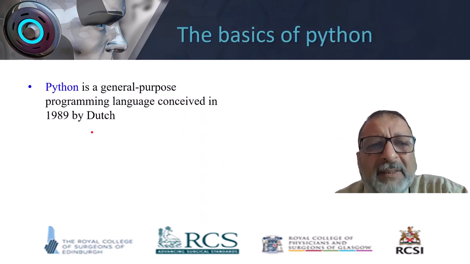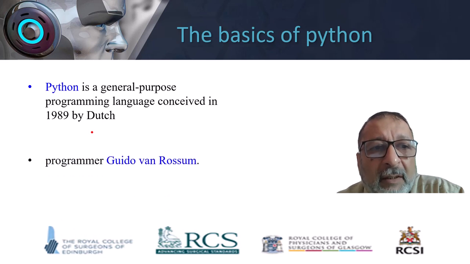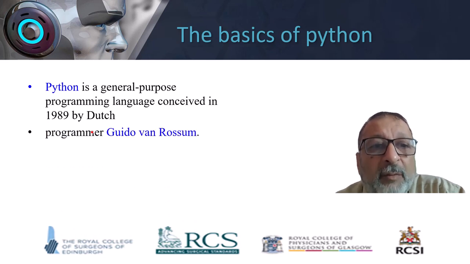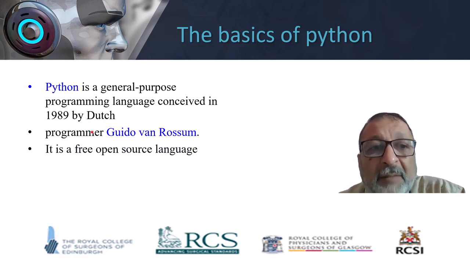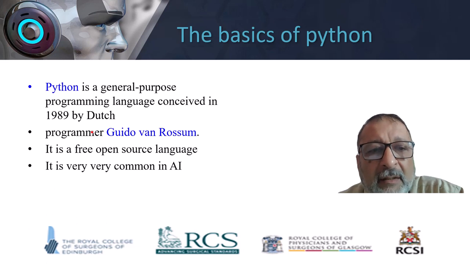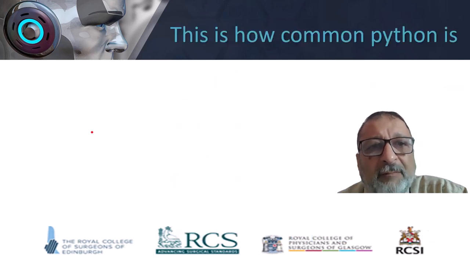Now, the basics of Python, you don't need to know much about it, but this is a general purpose computer language. It has been developed since 1989 by a Dutch programmer called Guido van Rossum. He made it to be a free open source language. Anyone can use it. You don't need to purchase anything. And this is one of the beauties of it. It is extremely common, and we'll show the statistics of how common it is.